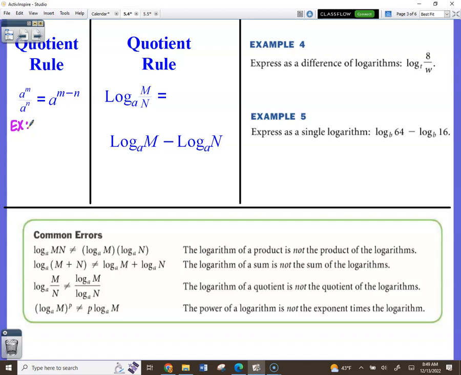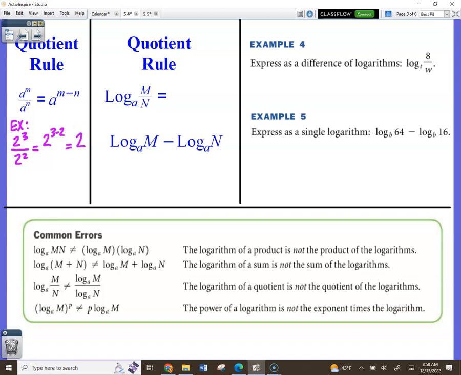For example, we're going to do two examples here, so don't write big. We're going to do one here and one here. If we had 2 cubed over 2 squared, because the smaller exponent is in the bottom, that would move to the top, and it would be 2 cubed minus 2 in the exponent, right? Which would be just 2, correct?